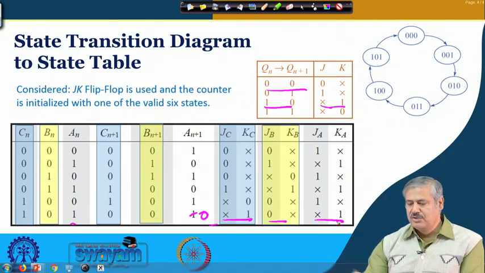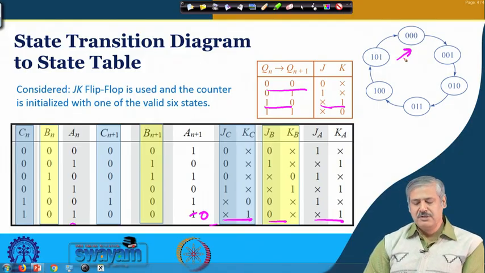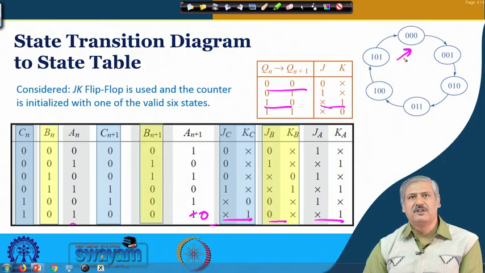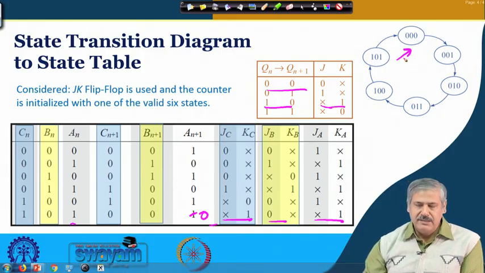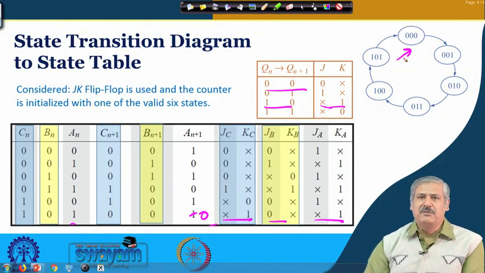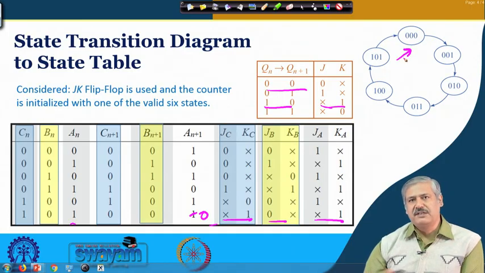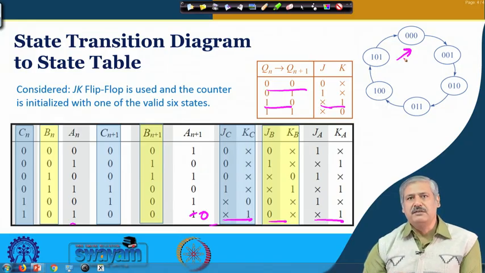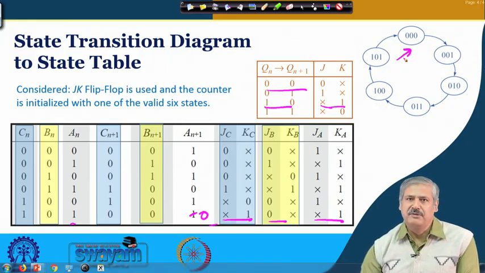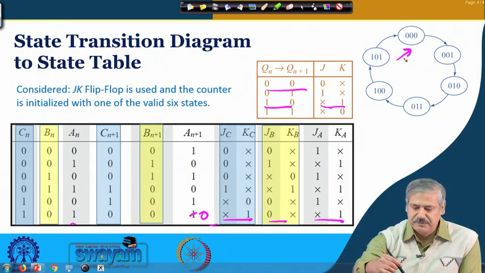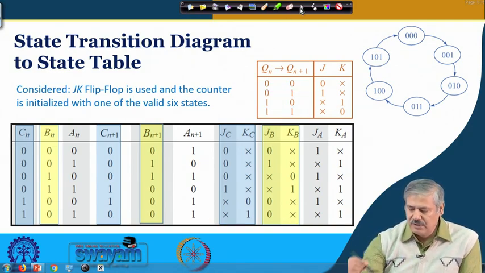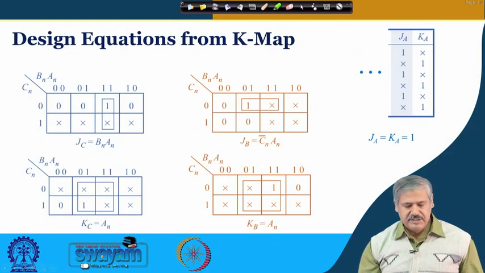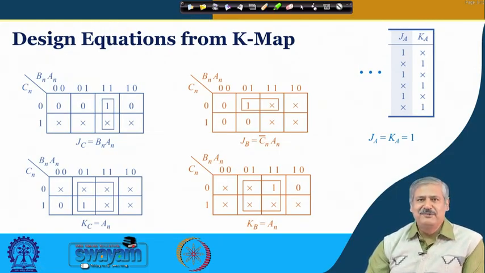Is it clear? So from 1 0 1 we are directly going to 0 0 0, right? So this is the thing that we are doing in designing a modulo 6 counter using standard synthesis design problem. Okay, this is the way we solve a sequential logic circuit design problem. Next, what is the next step?